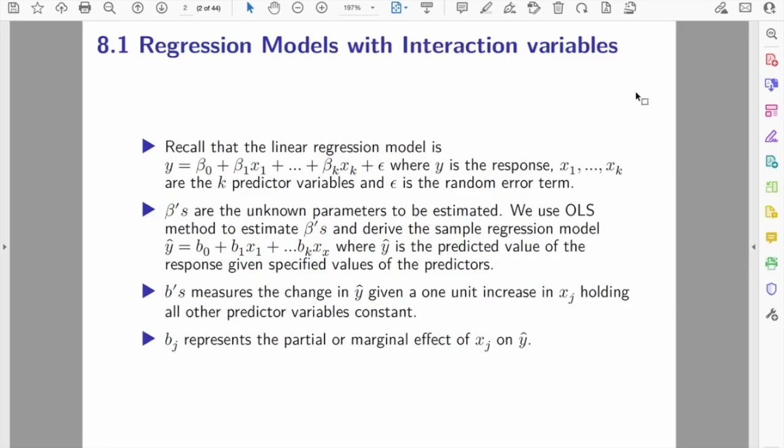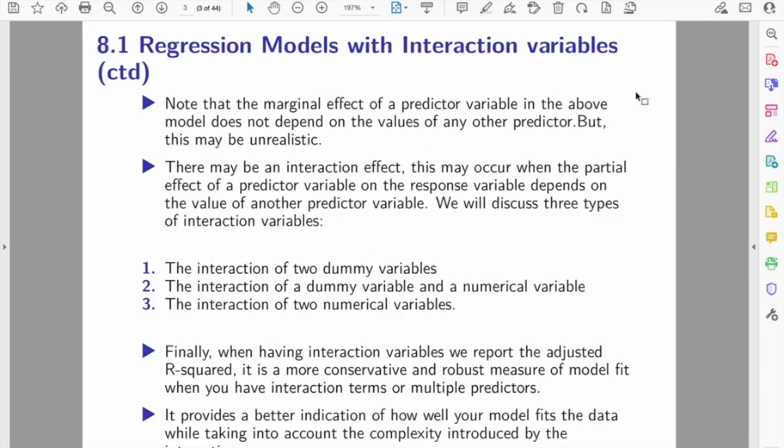What we have right now is linear regression, and the b's measure the change in y hat given a 1 unit increase in xj, holding all other predictor variables constant. And bj represents the partial or marginal effect of x on y hat. This is exactly what we learned in chapter 7. And the marginal effect of the predictor variable, the b's, does not depend on the values of any other predictor. And as we said, this is not realistic. We may have an interaction effect.